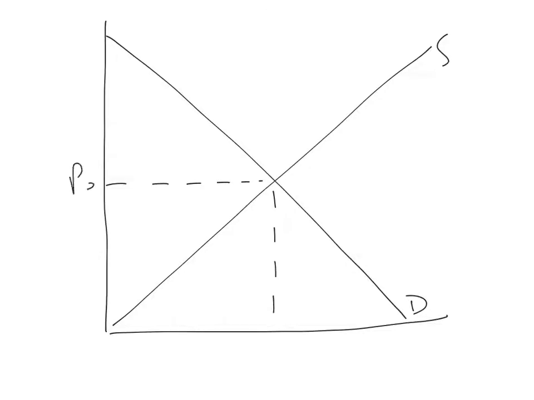So if we're going to draw a diagram for producer surplus, we would draw our demand and supply diagram in the normal way, and we would put in our point of equilibrium, which we can see here is PE/QE, PE being the market price.